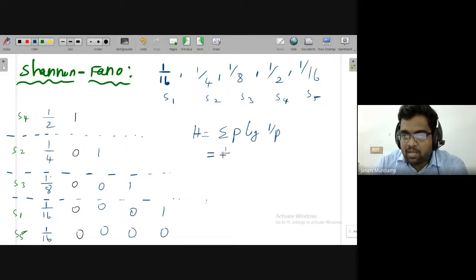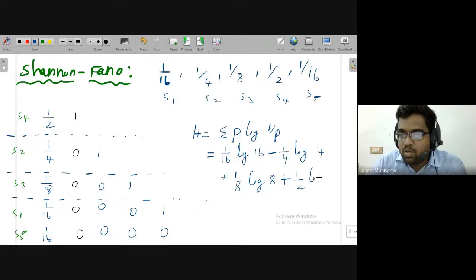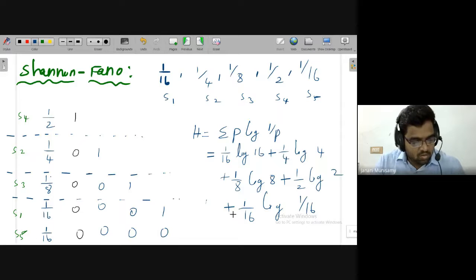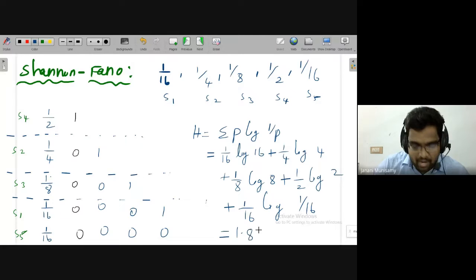That means 1 by 16, then log of 16. Then 1 by 4, log 4. Then 1 by 8, log 8. 1 by 2, log 2. Then 1 by 16, log of 16. Okay, so if you find out the entropy for this one, that becomes 1.875 bits per symbol. Bits per symbol is the entropy.